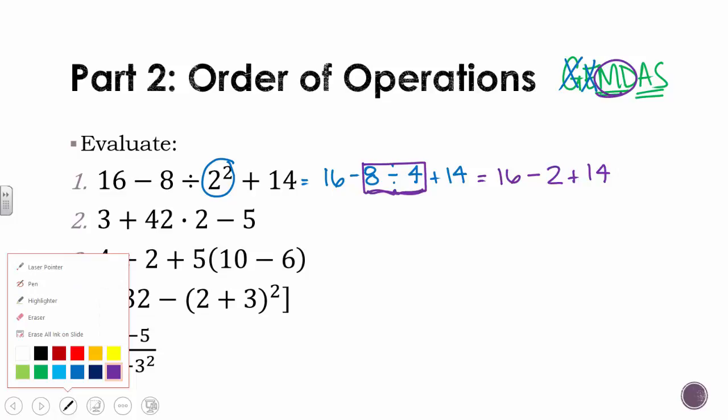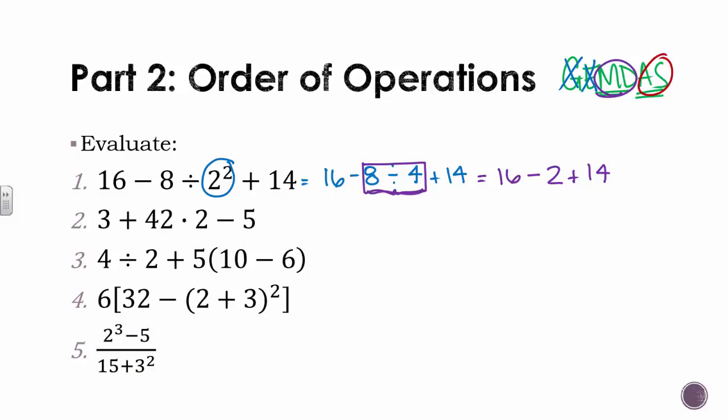And then finally, the last one, addition and subtraction, right to left. So this is what I come to first. 16 minus 2 is 14. And then plus another 14 is 28. That is the answer to that problem.